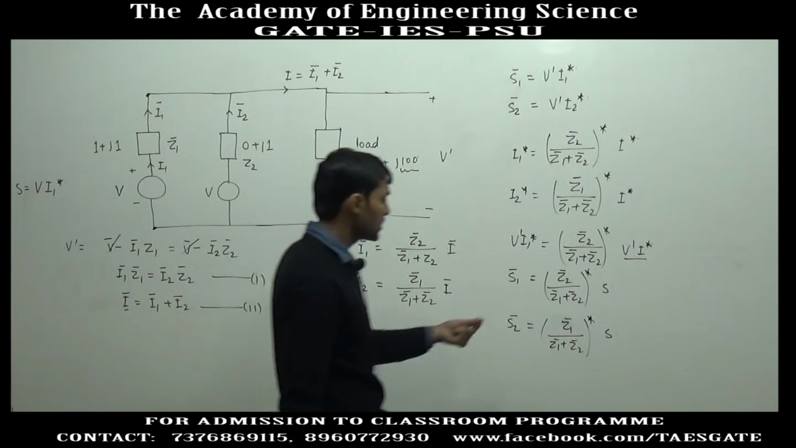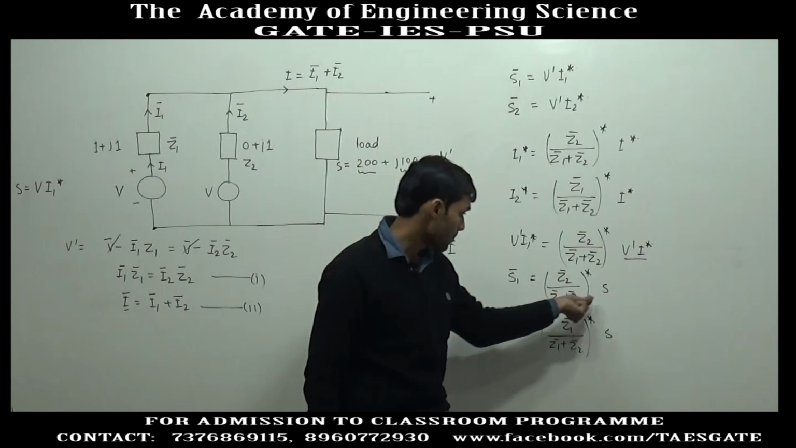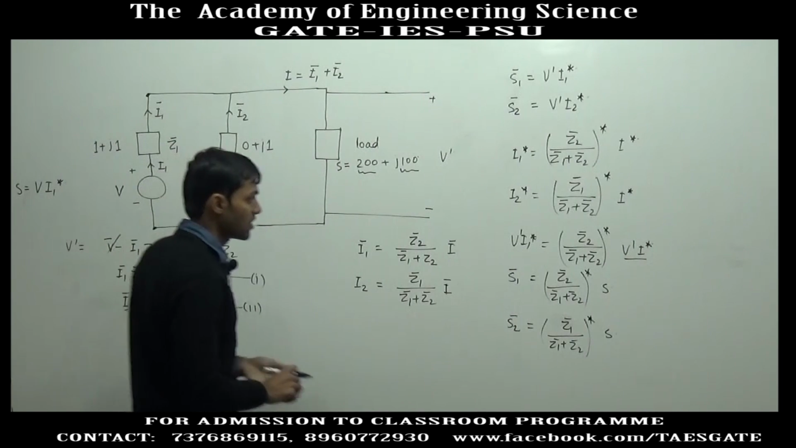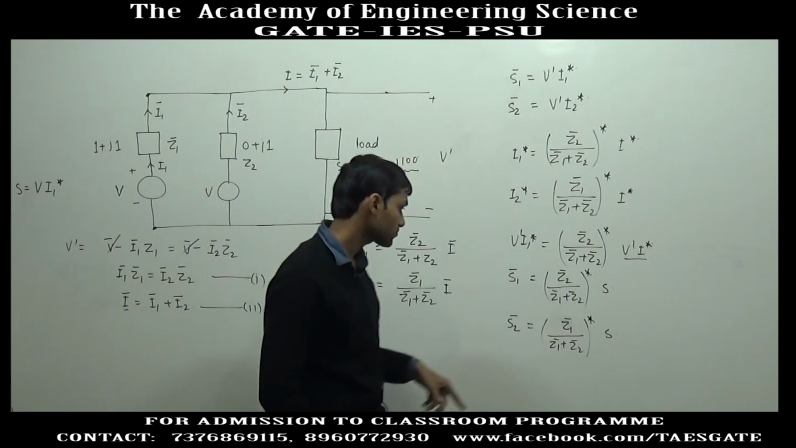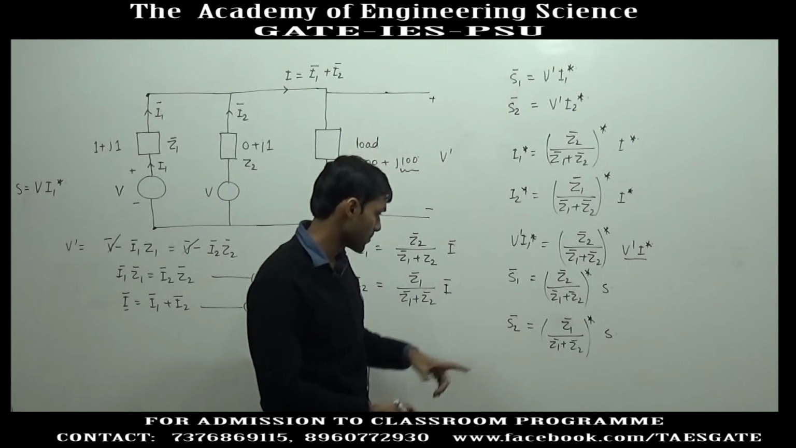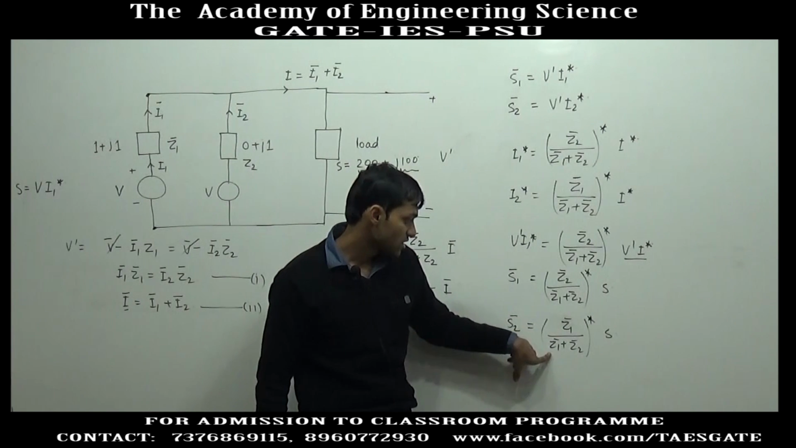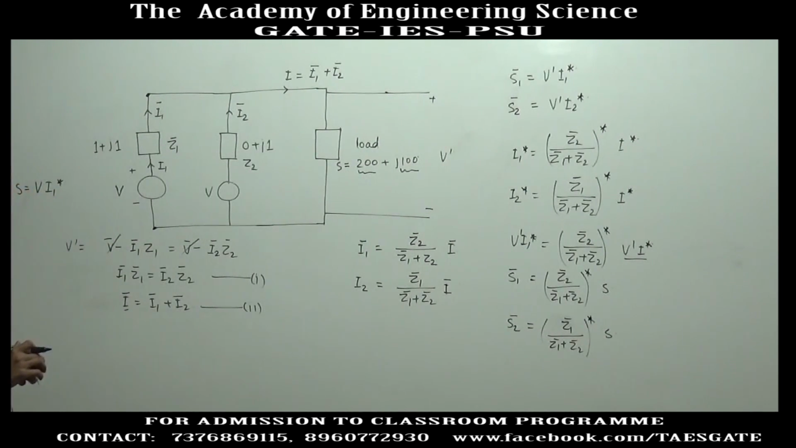If the total load demand is S, the total apparent power demand, then the apparent power supplied by the first generator will be Z2 divided by Z1 plus Z2 star into S, and the apparent power supplied by the second generator is Z1 divided by Z1 plus Z2 star into the total apparent power demand.